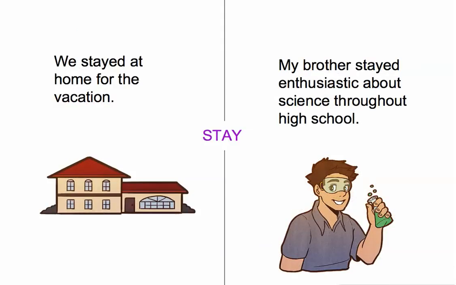Stay. We stayed at home for the vacation, compared to my brother stayed enthusiastic about science throughout high school. In the first sentence, staying is an action, or the lack of action, not moving, compared to the second sentence, in which it's again linking the subject of the sentence, brother, to the predicate adjective, enthusiastic.